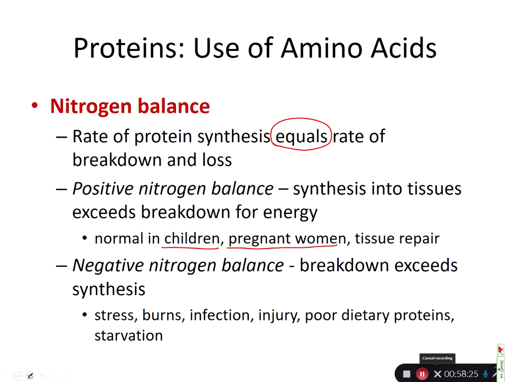Pregnant women, they're growing a whole new human being, right? So they have a positive nitrogen balance. And then tissue repair. What if you've broken a bone? You're going to have a positive nitrogen balance. You're building proteins faster than you're breaking them down.